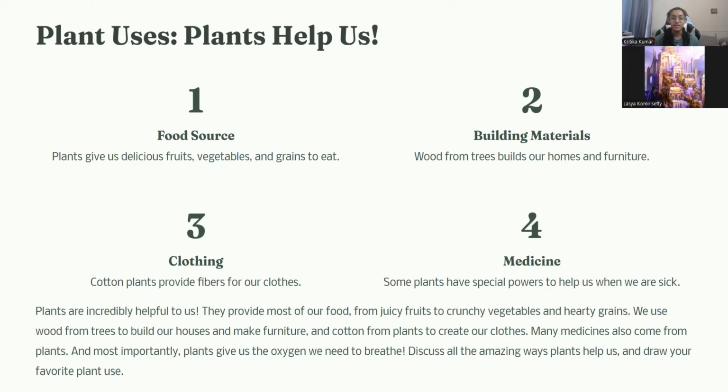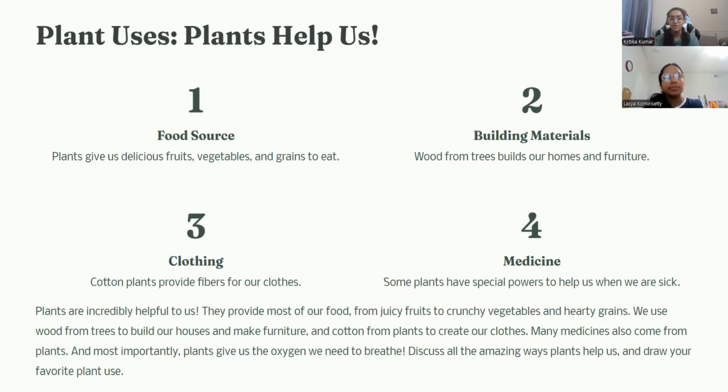Next, we also get clothing from plants. Cotton plants, for example, provide us fibers which are later processed in factories to make clothes. This is why a lot of places that have more cotton plants tend to be more towards a cotton factory or a cotton textile production. And the last one we're going to be talking about is medicine.